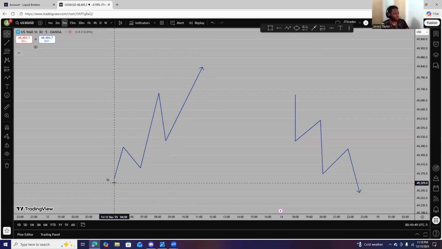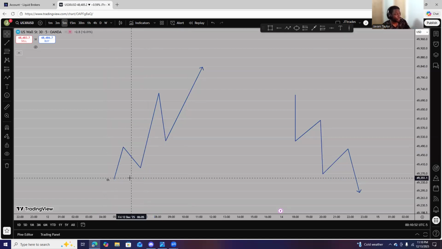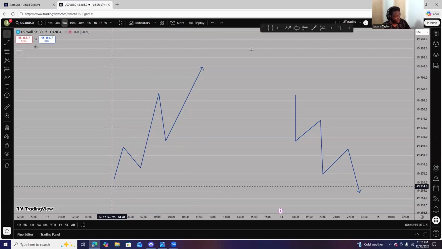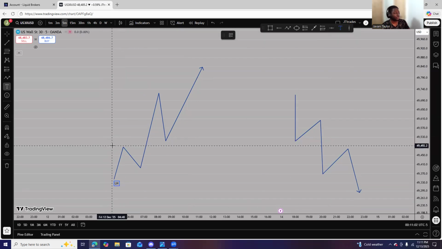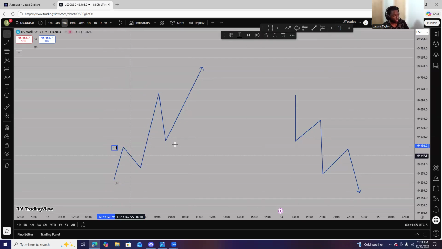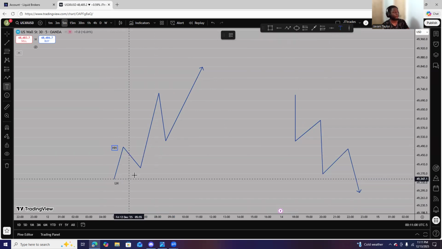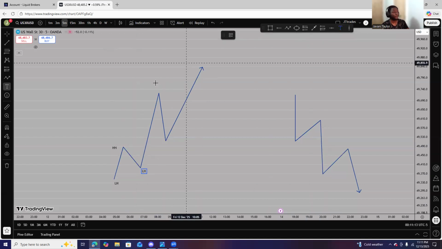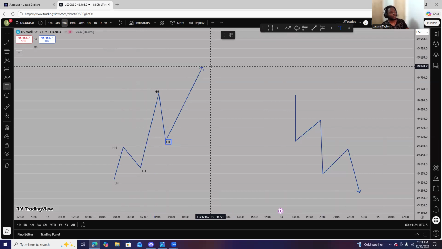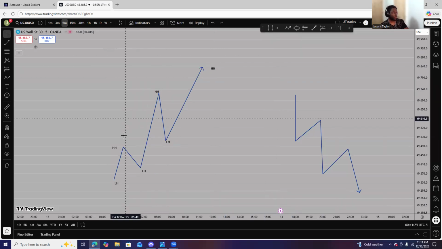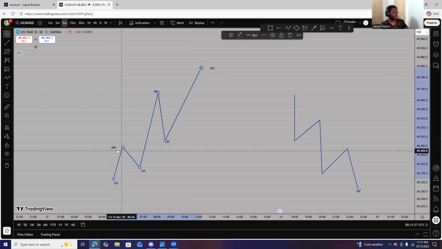So in the market we have lower high, higher high, lower high, higher high. And this is how the market moves when it's going upwards.